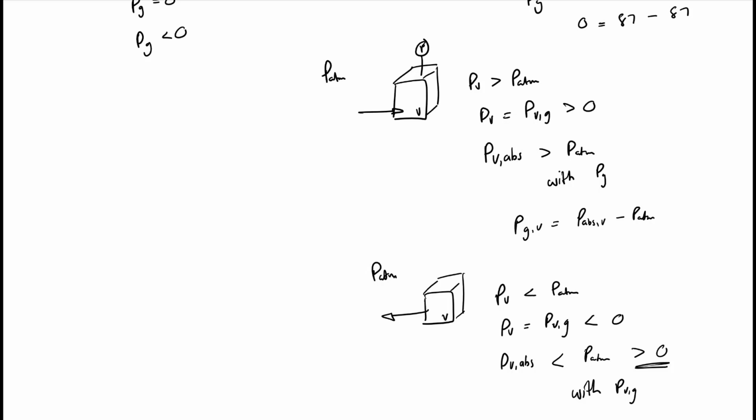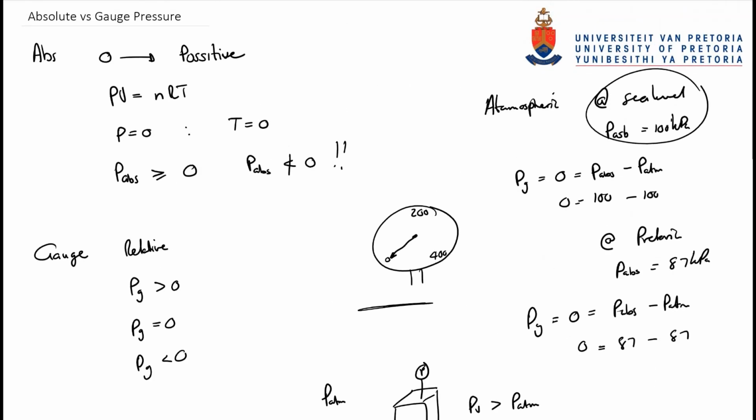So I hope this helps you understand the difference between absolute and the relative gauge pressure, where we choose that the gauge pressure is 0 at a specific atmospheric pressure.